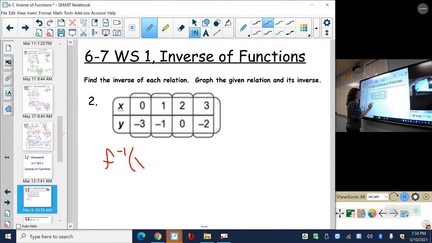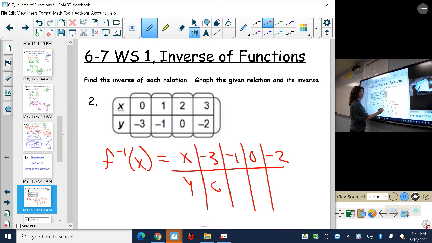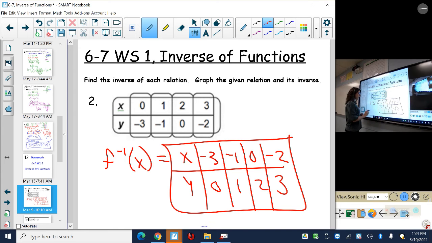The inverse is going to be simply swapping x and y. So my y values now become my x, and then my x values become my y. And that is done, and all you would have to do is graph them, and from there you should be good to go. Okay?